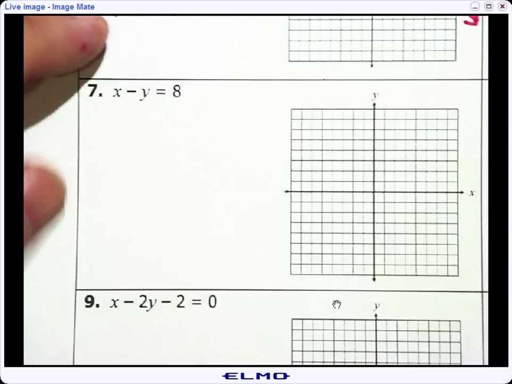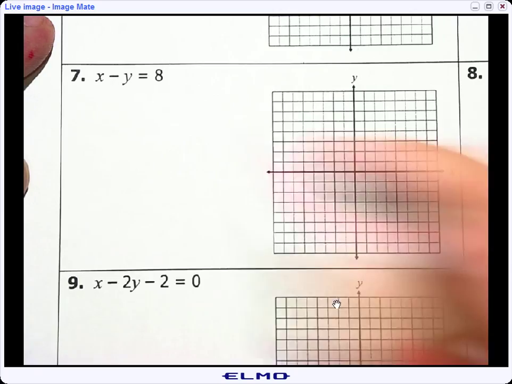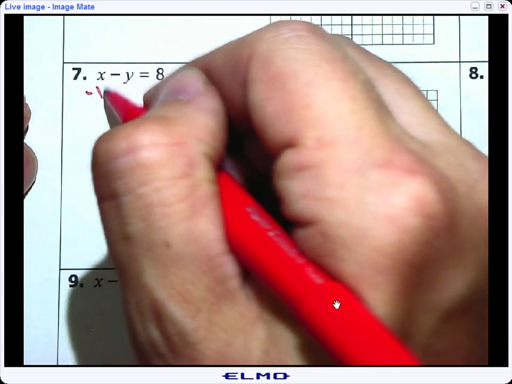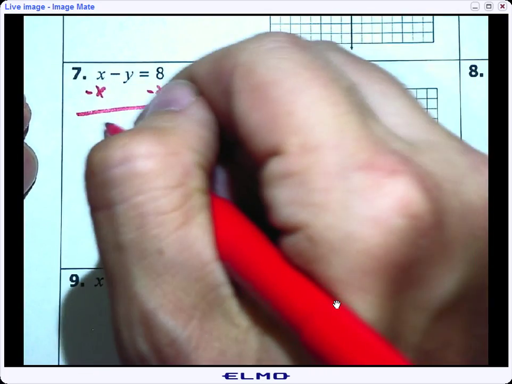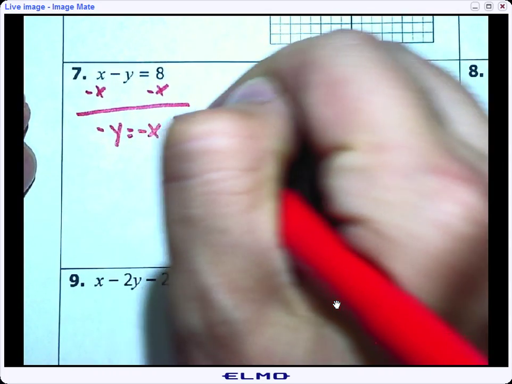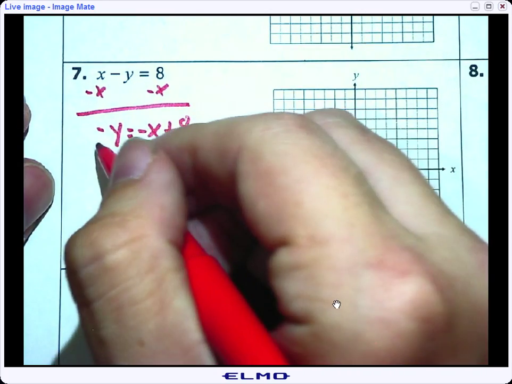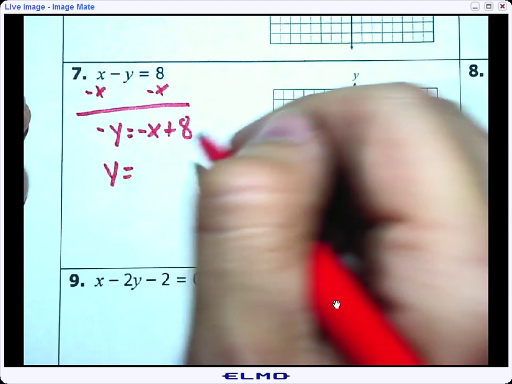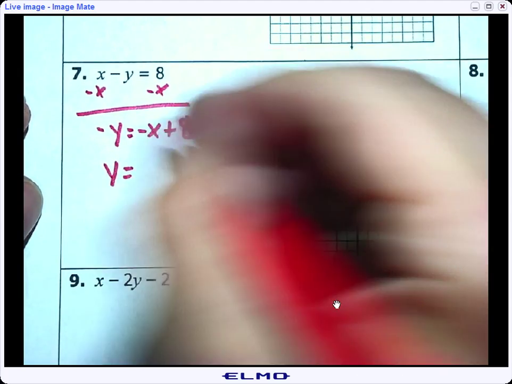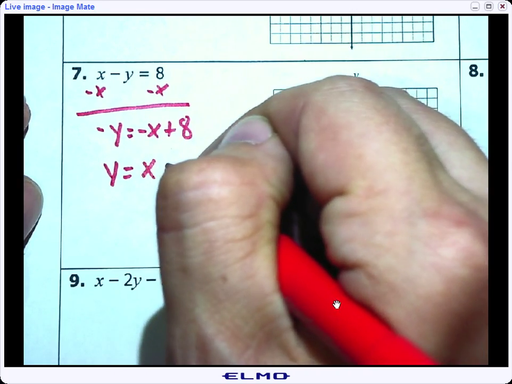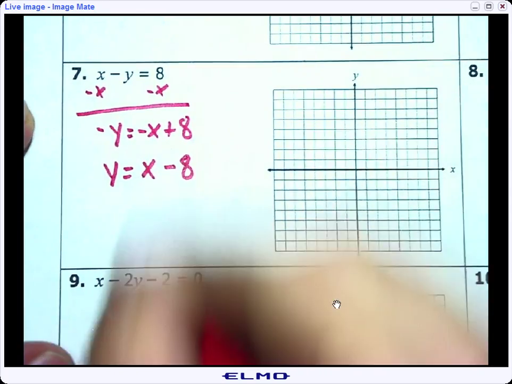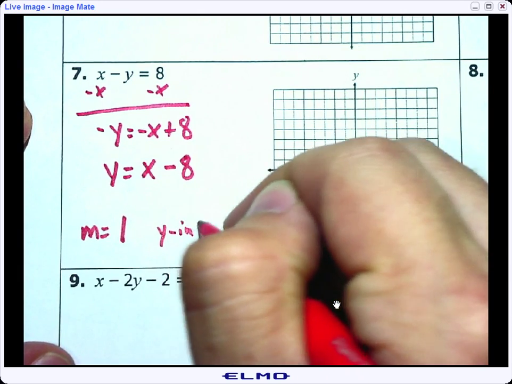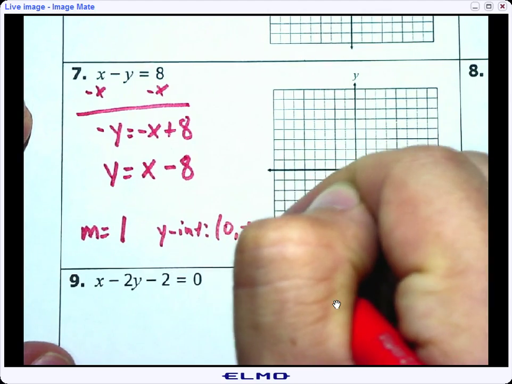All right, number 7. So here my equation is not in the right form. So I need to start by subtracting x from both sides to give me the equation -y equals -x plus 8. We don't want -y, we want +y. So we basically multiply everything by -1, which is going to make this y equals x minus 8. So my slope is 1. My y-intercept is at 0, -8.